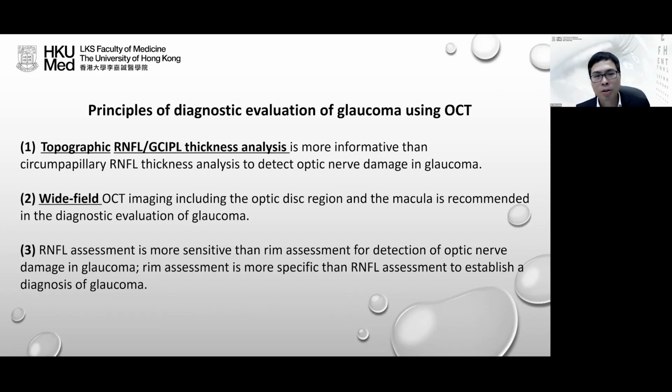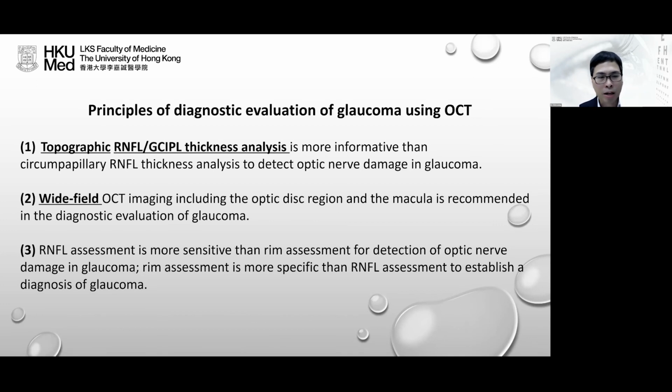So point number 2, wide field OCT imaging, including both the optic disc region and the macula, is important. As I said, retinal nerve fiber layer defects developing over the supratemporal and infratemporal regions are often wedge-shaped. Wedge-shaped means the area of abnormality expands towards the macula. And that's why it is easier to detect abnormality over the macula than over the optic disc region, especially for early defects. But we need to look for macular pathologies to avoid false positive or false negative diagnosis.